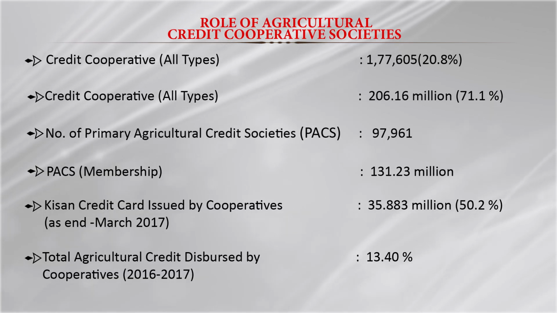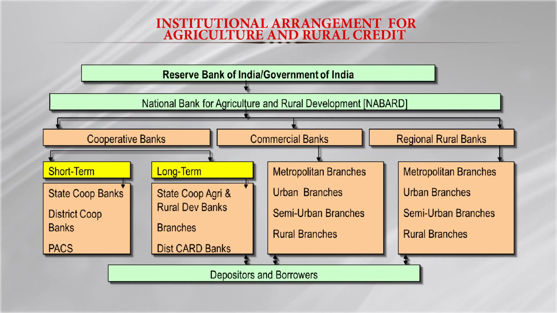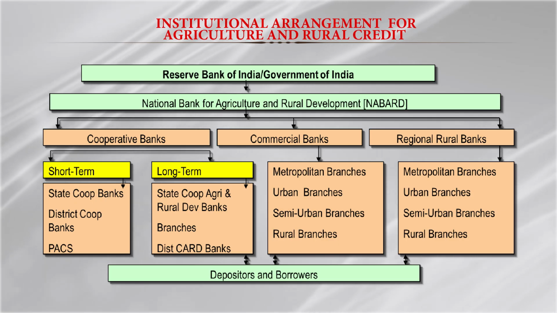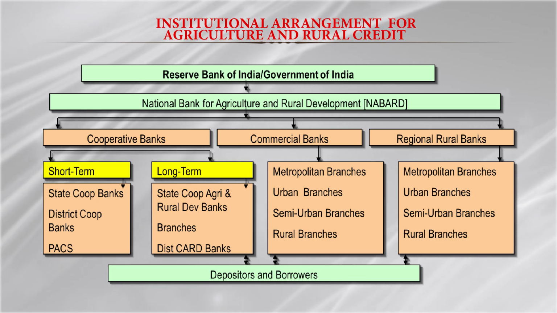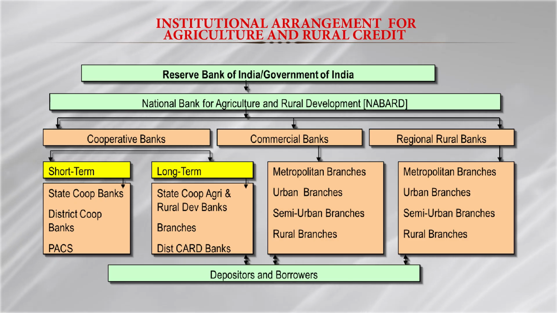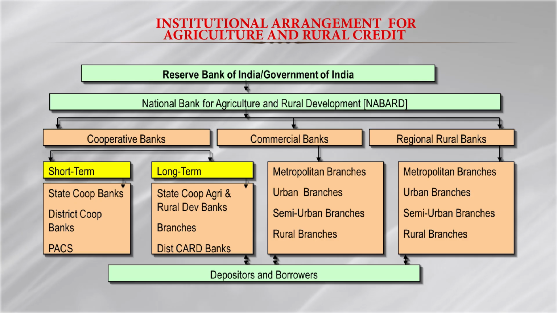Here you can see the complete institutional arrangement for agricultural and rural credit. At the top level we have the Reserve Bank of India, a body of the government of India. And for the agriculture sector we have a specialized body, the National Bank for Agriculture and Rural Development, called NABARD, and this NABARD monitors and coordinates all the credit requirements of the agriculture sector. So we have three types of organizations who provide credit to the agriculture sector: the cooperative banks, the commercial banks, and the regional rural banks.